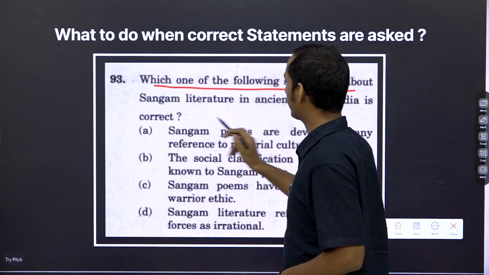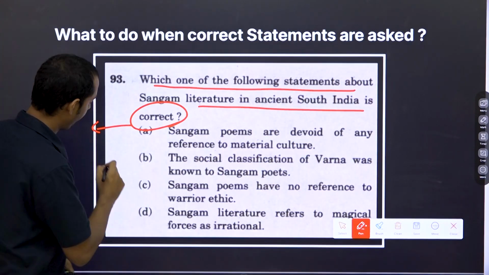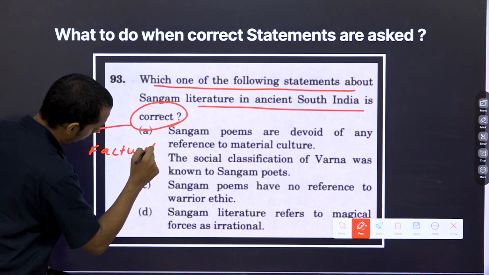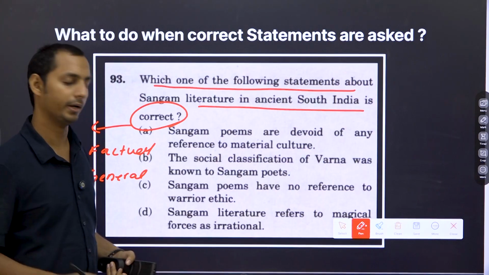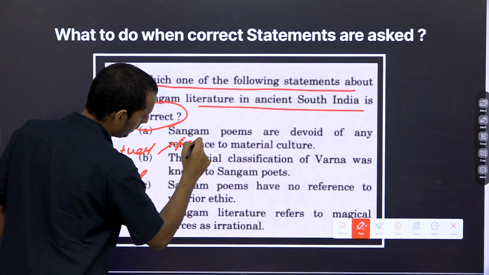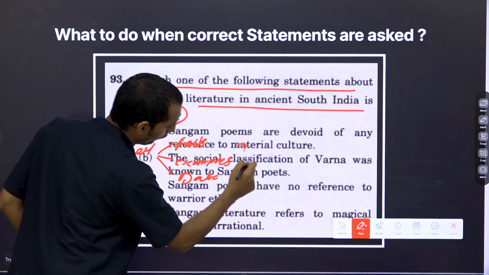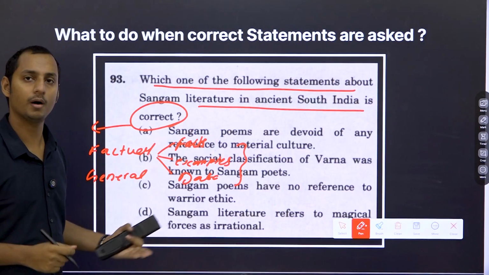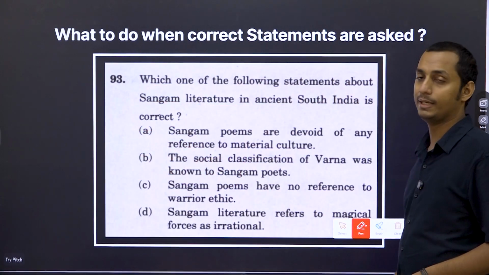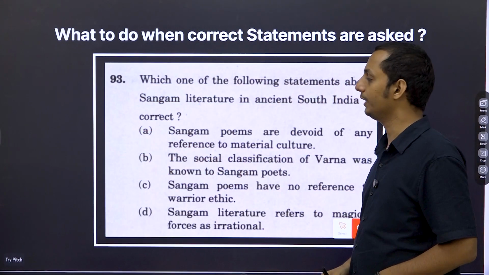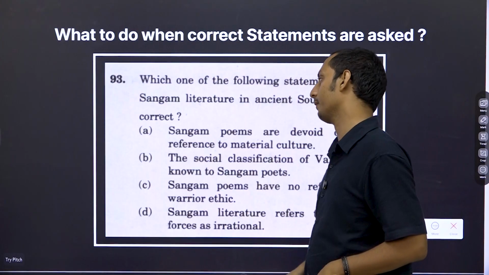Which one of the following statements about the Sangam literature is correct? Now, what statements tend to be correct? Is it the factual statements that tend to be correct, or is it the general statements that tend to be correct? What do you think? It's mostly the general statements which tend to be correct, right? Because factual statements have facts, examples, and data, and these can go wrong. But when all these three are not provided in a statement, then how will that statement go wrong? Now, when a correct option is asked, or UPSC asks you to identify the correct option, you must go for the very general options, because general options don't have any facts and would be correct almost 101%.